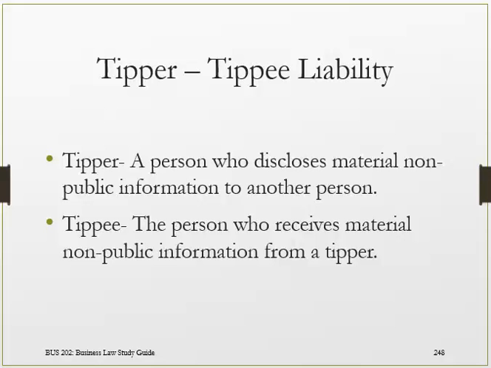This can also lead to so-called tipper and tippee liability. A tip, in this context, is an illegal piece of information that is given by somebody that has insider knowledge to somebody else. The tipper is the person who discloses material non-public information, and the tippee is someone who receives material non-public information.